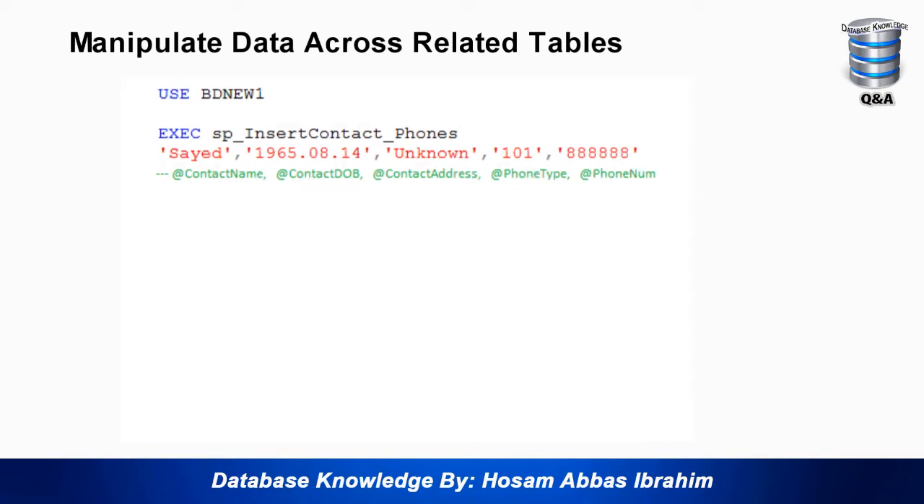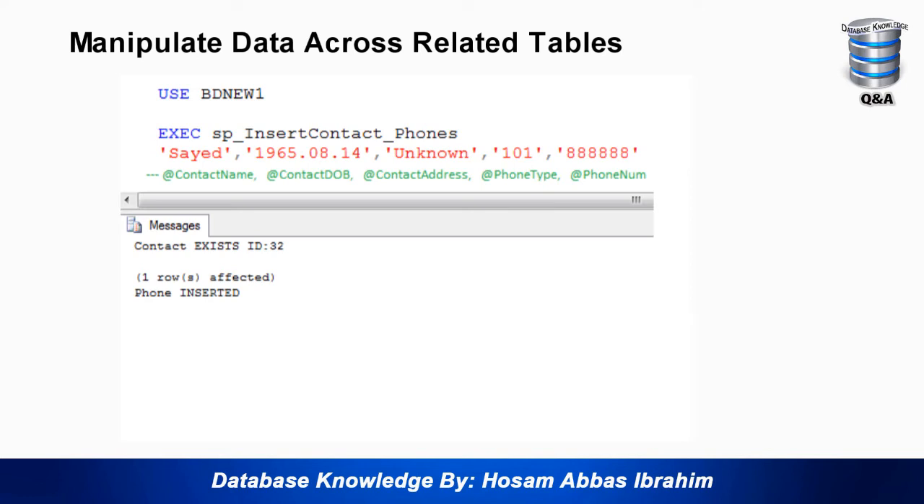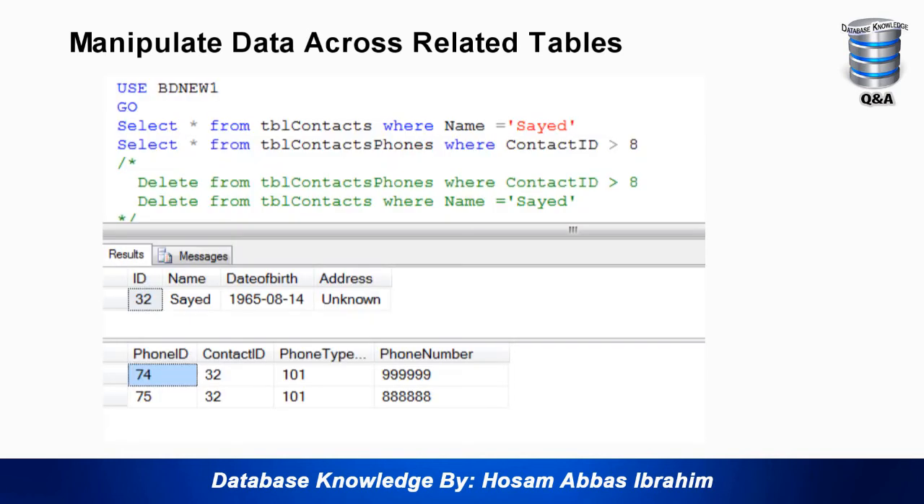So let us try another number. I will say 88888, and I will execute the stored procedure again. In this case, I have only 1 row affected in the phone number because Said already exists in the master table, and therefore we have here contact exists, ID number 32, and 1 row affected in the phone number. Let us try to select that again from here. So Said remains the same, and the phone numbers for him, 2 phone numbers.